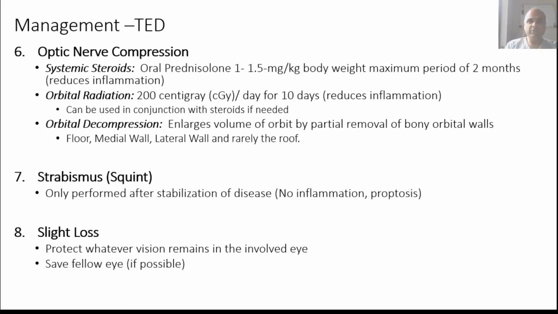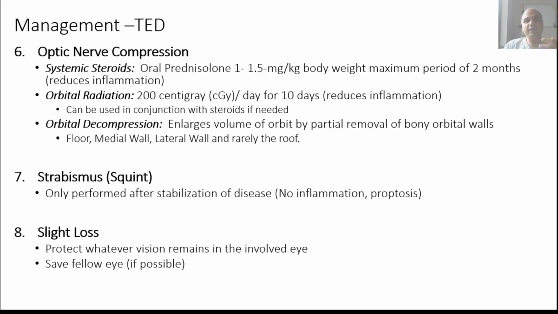If these oral steroids by themselves are not sufficient to control the compression, and compression, remember, is happening because of increasing orbital volume due to adipogenesis and edema, something that also causes proptosis, together with enlargement of extraocular muscles, and both of these things are compressing on the optic nerve, then the second option is to use radiation. Radiation can be used by itself, and it can also be used in conjunction with steroids if required. Radiation is usually fractionated, given at about 200 centigray per day for 10 days.